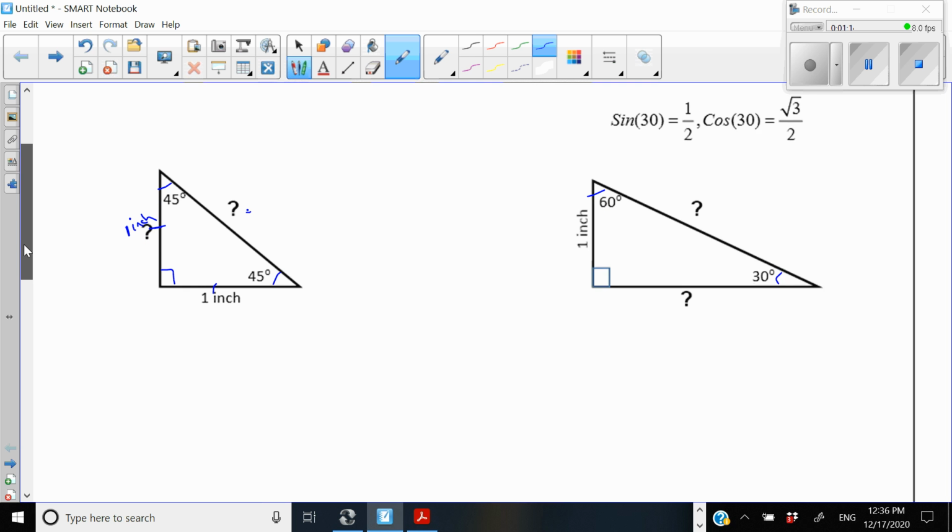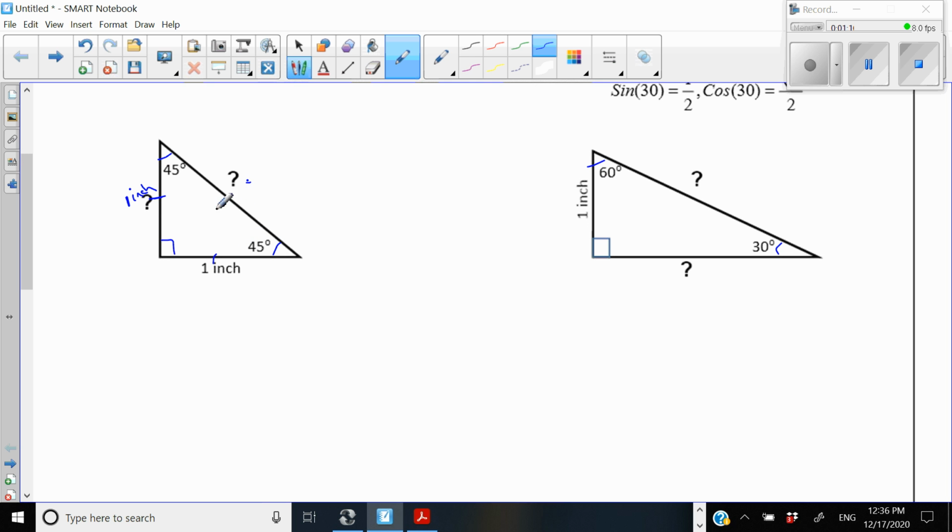I can use the Pythagorean theorem here to find the first side, which is the hypotenuse of this triangle. Based on the Pythagorean theorem, we know that the sum of the squares of the two sides is equal to the square of the hypotenuse. So 1 to the power of 2 plus 1 to the power of 2. These are the two sides, the legs, raised to the power of 2, and added together is equal to this side. Let's call that x here, x squared.